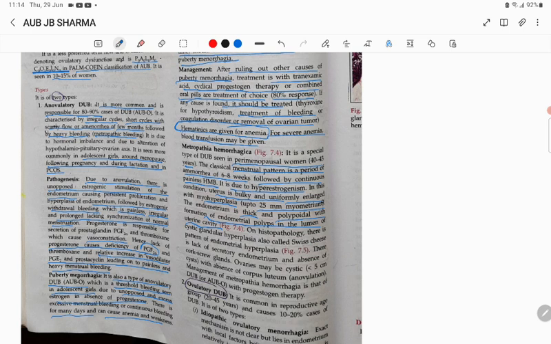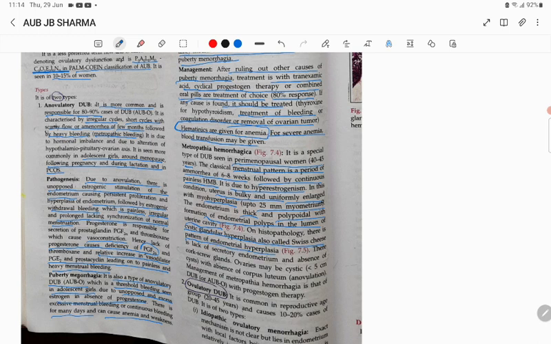Metropathia hemorrhagica is usually present in perimenopausal women, 40 to 45 years of age. The classical symptom is amenorrhea for 6 to 8 weeks or 2 months, followed by continuous painless heavy bleeding due to hyperestrogenism. In this, there will be myohyperplasia with 25 mm myometrium thickness, and thick polypoidal growth in the endometrial cavity, endometrial polyp formation in the lumen. On histopathology, there is cystic glandular hyperplasia, also called the Swiss cheese pattern of endometrial hyperplasia.